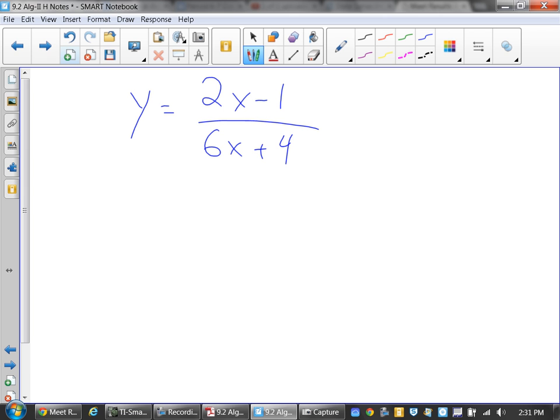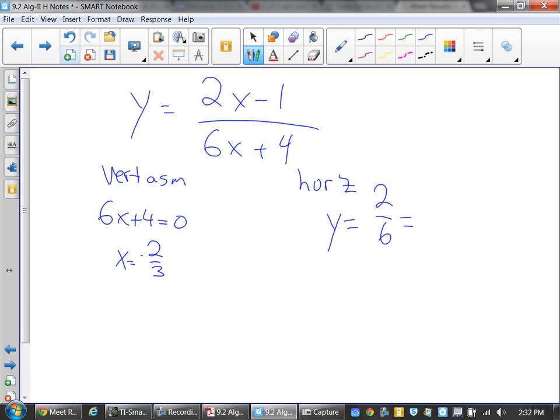Okay. When you have that, you know your vertical asymptote is going to be at 6x plus 4 equals 0. Negative 4 over 6, otherwise known as negative 2/3. It's the same idea. You have a term, what's at 0? That's all you're doing. The denominator is a term, find where it's 0. Okay. And then your horizontal asymptote would be y equals 2 over 6, otherwise known as 1/3.